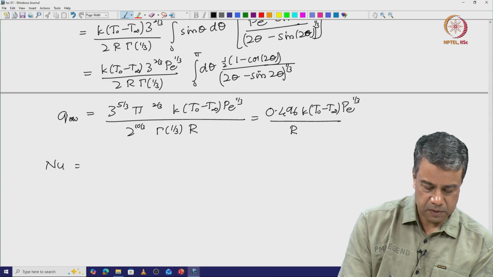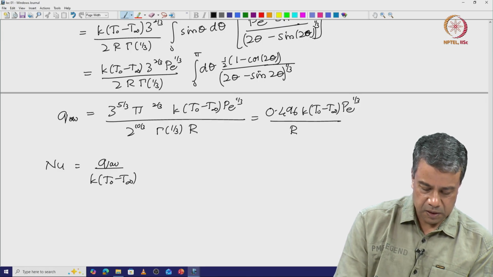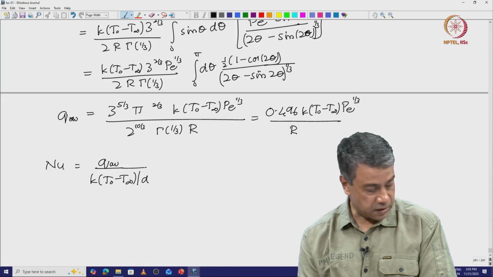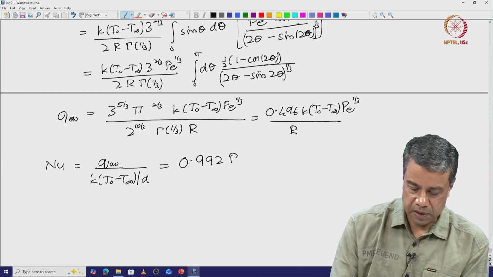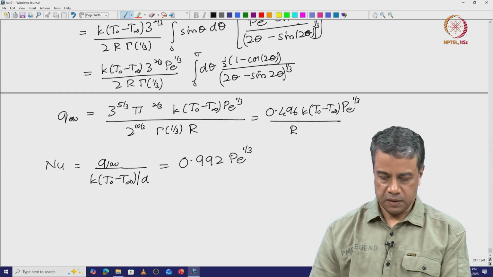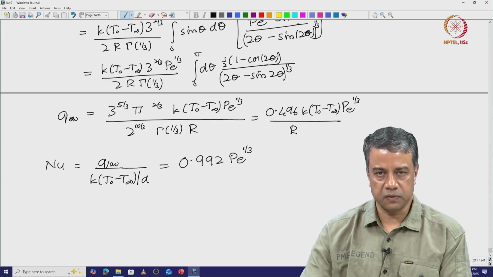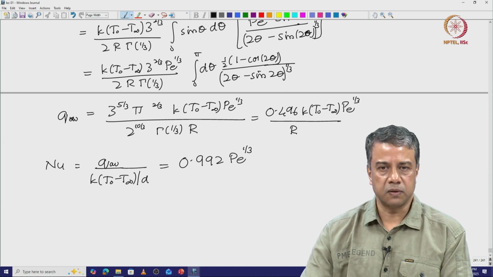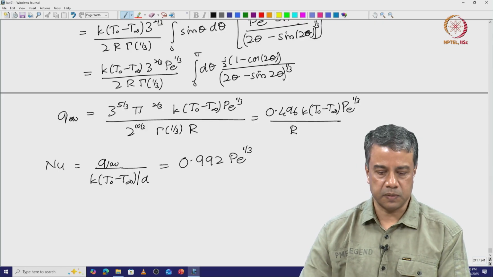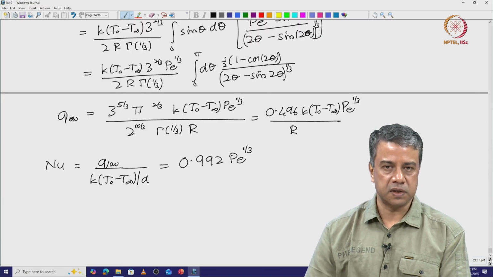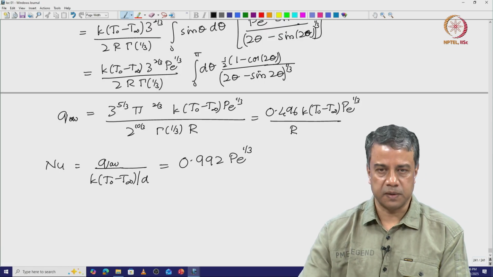Nusselt number is equal to q average by k into T naught minus T infinity, usually scaled by the particle diameter, not the radius. And this gives you effectively 0.992 Pe power 1/3. So this is the solution for the Nusselt number correlation for the flow around a particle, laminar flow in the low Reynolds number limit but high Peclet number limit, because the velocity profile that we had used is valid only in the limit of low Reynolds number, where there is symmetry between the upstream and the downstream directions.